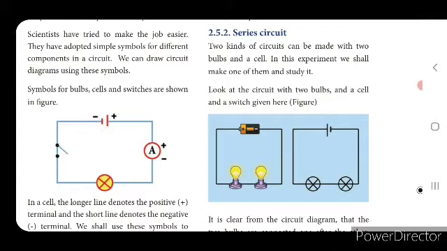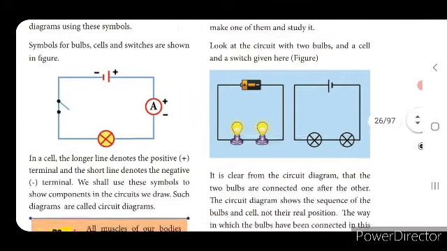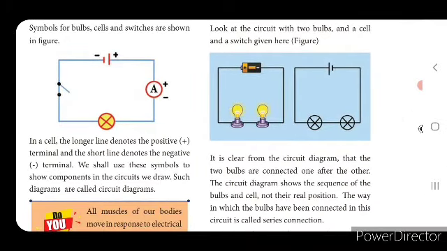The first diagram shows the electrical components with the structure. The next diagram is with the symbols, so the next diagram is the circuit diagram. Okay children, here one battery is connected to two bulbs. So when the switch is on, two bulbs will glow. This type of circuit we call as series circuit.